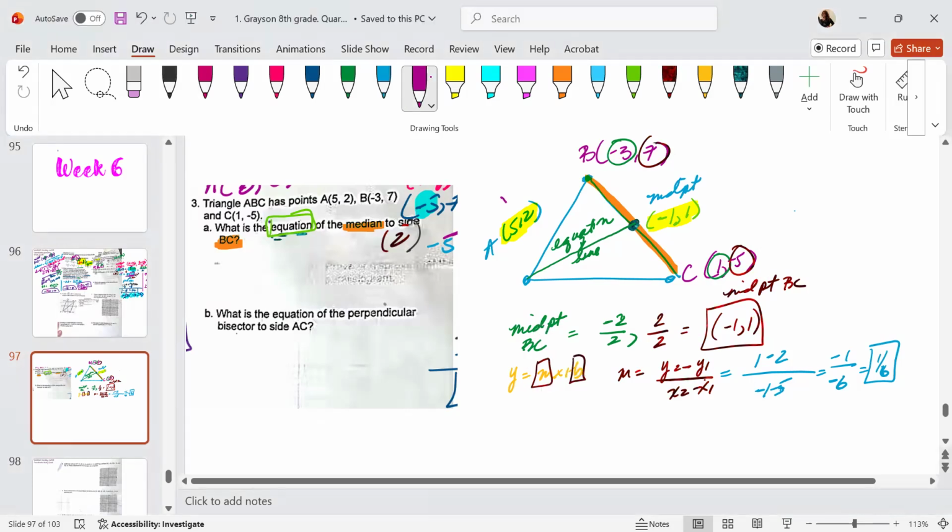Okay. X1, Y1, X2, Y2. Do you see that? Yes? When you plug this in, it is Y2, -5, minus Y1. Oh, I'm sorry, not -5. That's wrong. It's the midpoint. 1 minus 2, which is right there. Do you see that? That is Y2 minus Y1. Yes?